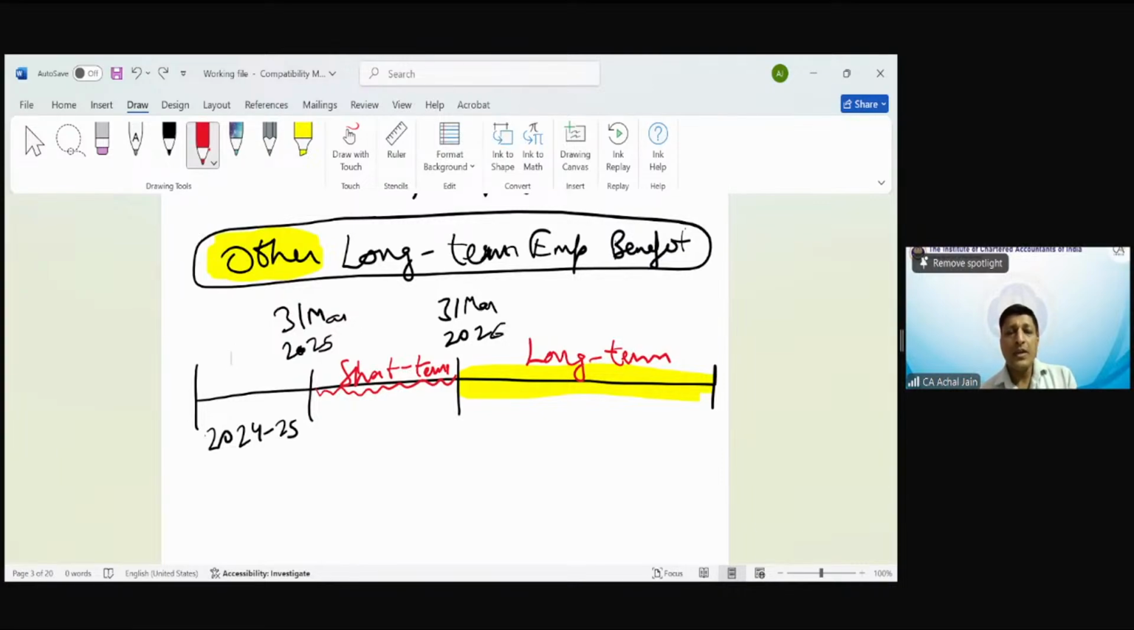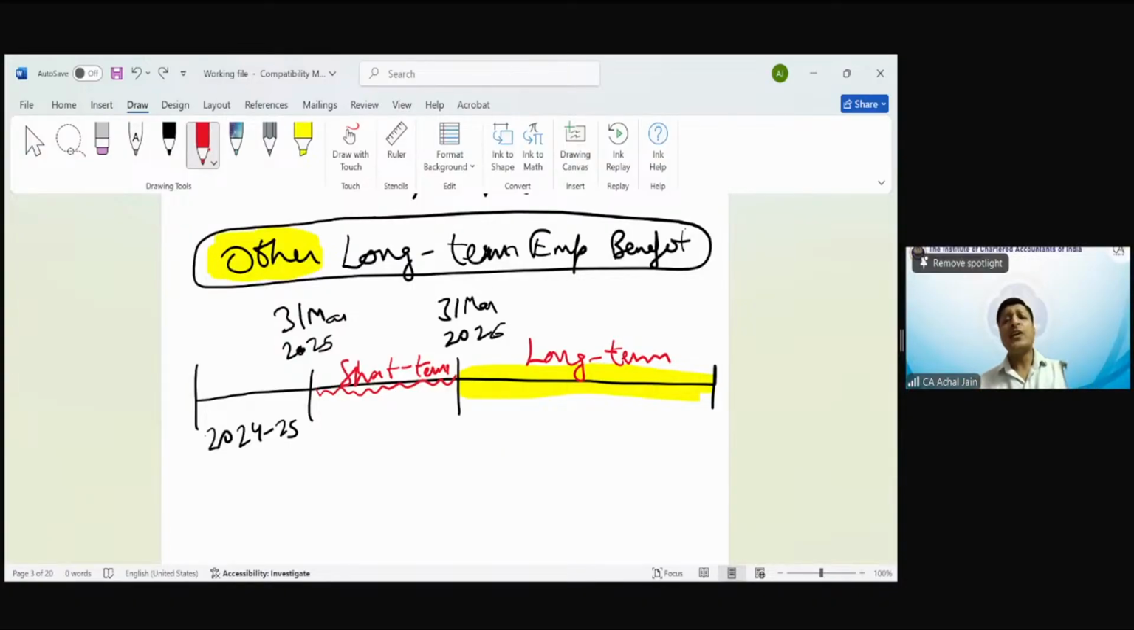Okay. So if there is a post-employment benefit, you will go to post-employment. You will not call it other long-term. Other long-term means other than post-employment. So first of all, you will check whether it's a post-employment employee benefit, then you will do that account. If not, then you will come to others. Yeah, clear?